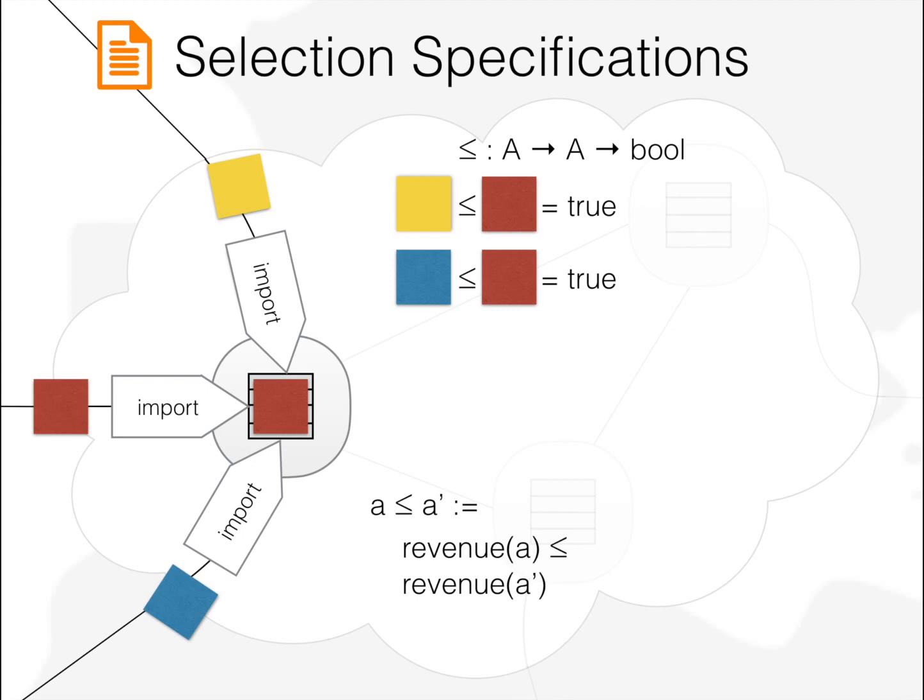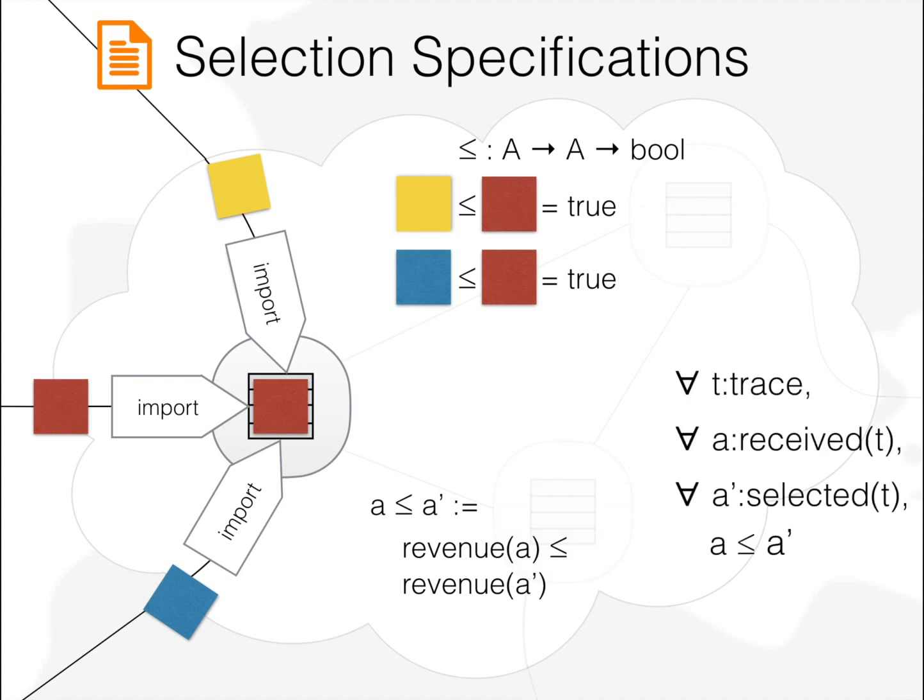And this is generally useful. For example, an ISP may specify that announcements with higher revenue, here indicated by A prime, must always be preferred over announcements A that have less revenue. Now again, we can say formally what it means for these specifications to hold. Namely, for all traces, it must be true that the selected announcements have a higher ranking than all of the received announcements.